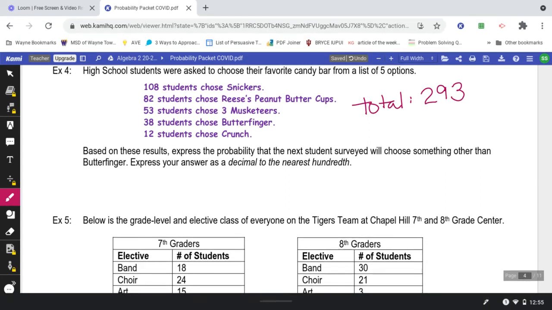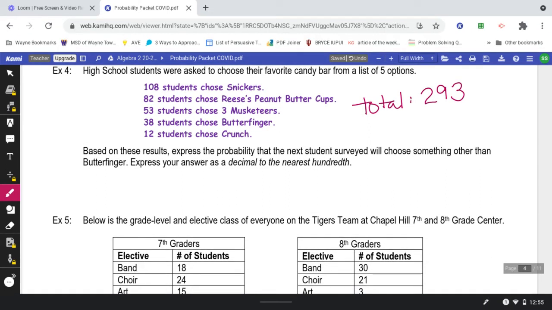Based on these results, express the probability that the next student surveyed will choose something other than Butterfinger. So anything other than Butterfinger. You could add up all the other students, or can you think of a faster way to do that? Yeah, 293 minus 38. We'll get you the answer a little bit faster. 255 people didn't choose Butterfinger out of the 293.